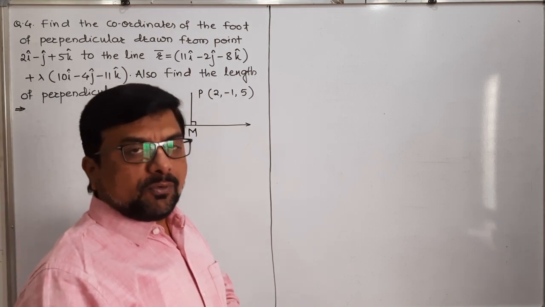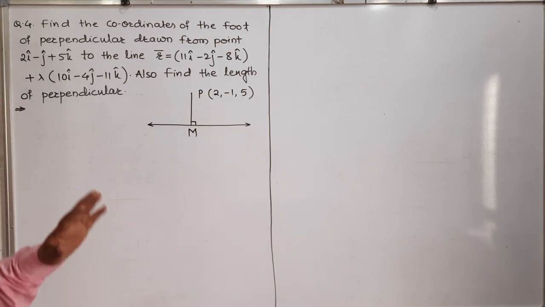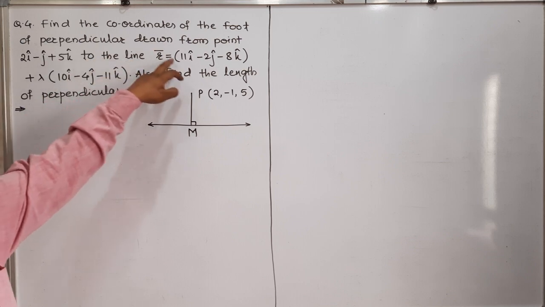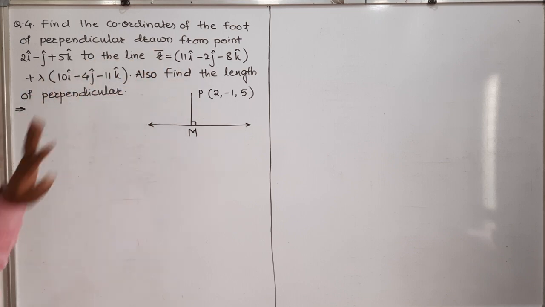Look at question number 4. Find the coordinates of the foot of the perpendicular drawn from the point 2i minus j plus 5k to the line given in vector form. Also find the length of perpendicular.